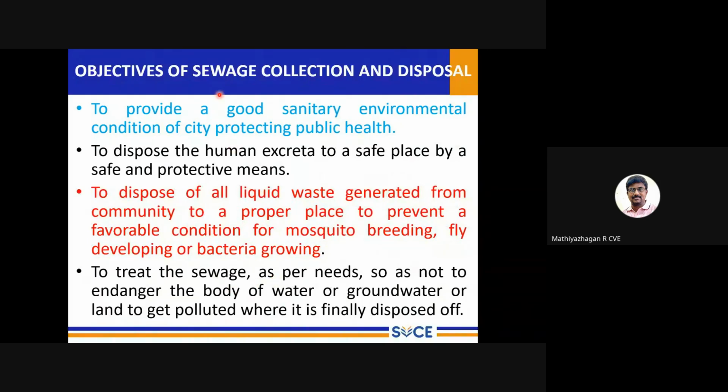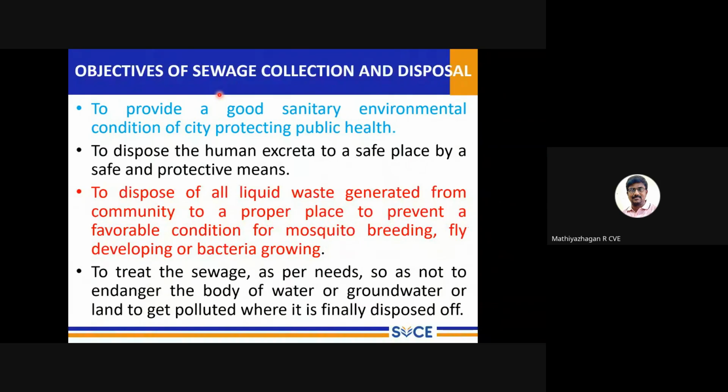So the main objective of sewage collection, treatment, and disposal is to maintain a good sanitary condition in our city, to protect our public health, then to dispose of our human excreta safely, as well as to dispose of whatever waste is in the form of liquid properly, to avoid any kind of fly breeding or mosquito breeding or bacterial growth. These are all acting as disease-producing vectors.